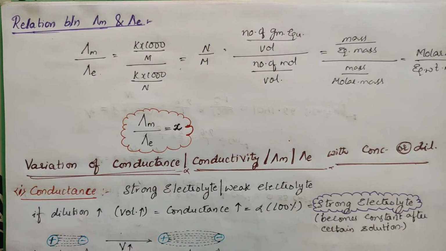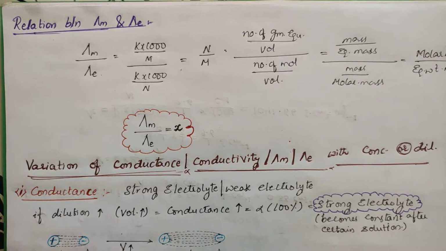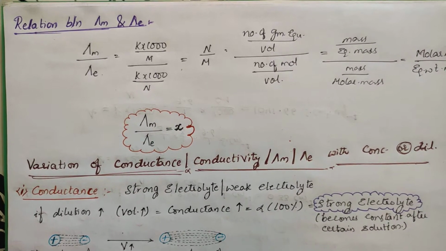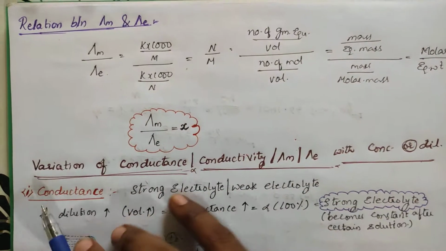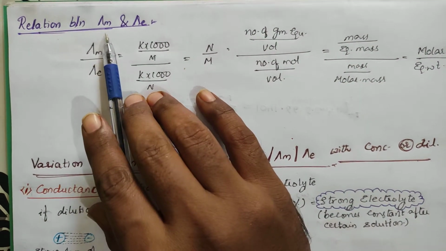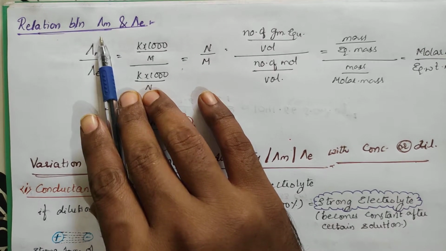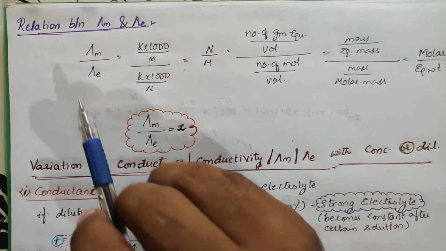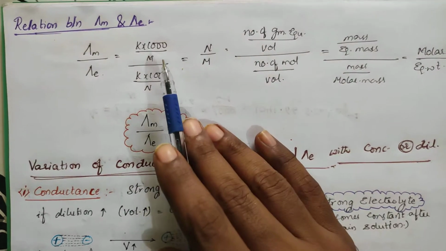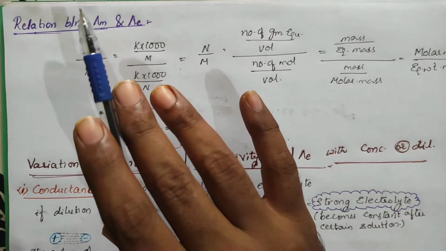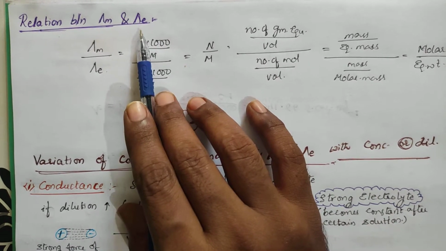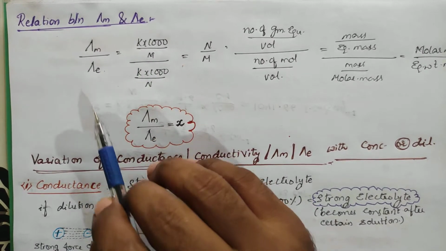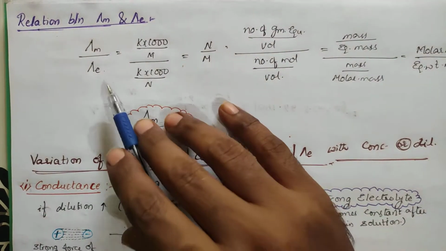So till yesterday, in yesterday's class, we were discussing the basic terms of electrolytic conductance. In this lecture we will discuss the relation between molar conductance and equivalent conductance. What is meant by molar conductance? The conductance due to 1 mole of ions present in a given volume of solution is called molar conductance. The conductance of a solution having 1 gram equivalent weight of solute is called equivalent conductance.